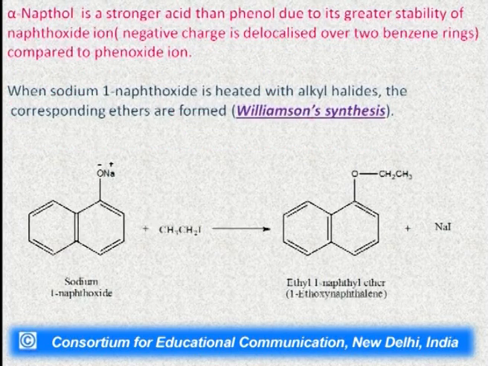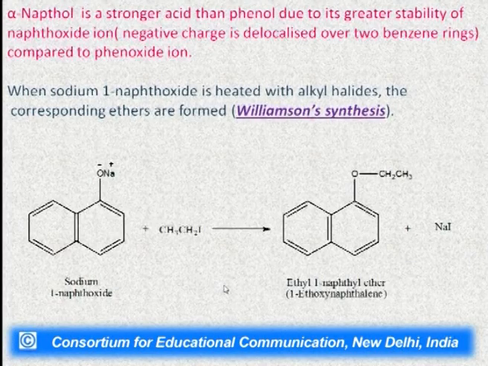Alpha naphthol is a stronger acid than phenol due to the greater stability of this naphthoxide ion, in which the negative charge is delocalized over 2 benzene rings as compared to the phenoxide ion. In the case of phenoxide ion, the negative charge is distributed over 1 ring only, while in the case of naphthoxide ion, it is distributed over 2 benzene rings. So the more the delocalization of the negative charge, the more will be the stability of the intermediate, and the more will be the acidity of alpha naphthol.